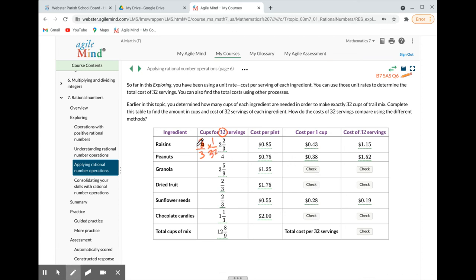All right. And when you multiply across, we're going to get 8/96. And if we simplify these, we can divide these both by 8, and this equals 1/12. So then we take 85 cents per pint and we divide it by 2 because there's 2 cups in a pint, and that gives us 43 cents per cup. And then we take 43 cents and multiply it by 1/12.